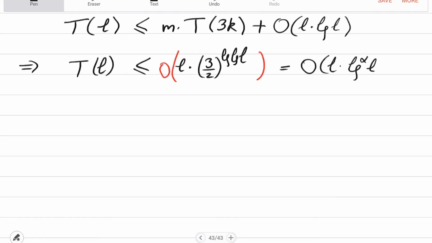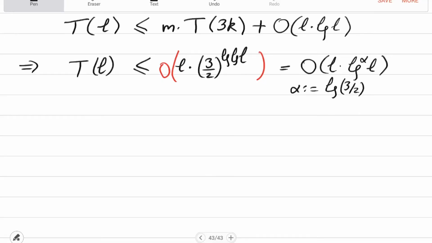alpha, where alpha is log 3 by 2, to base 2. Log 3 base 2. If I work with 3 by 2, then I get this log 3 by 2 base 2. It's positive, but less than 1. Okay. So this alpha is between 0 and 1.